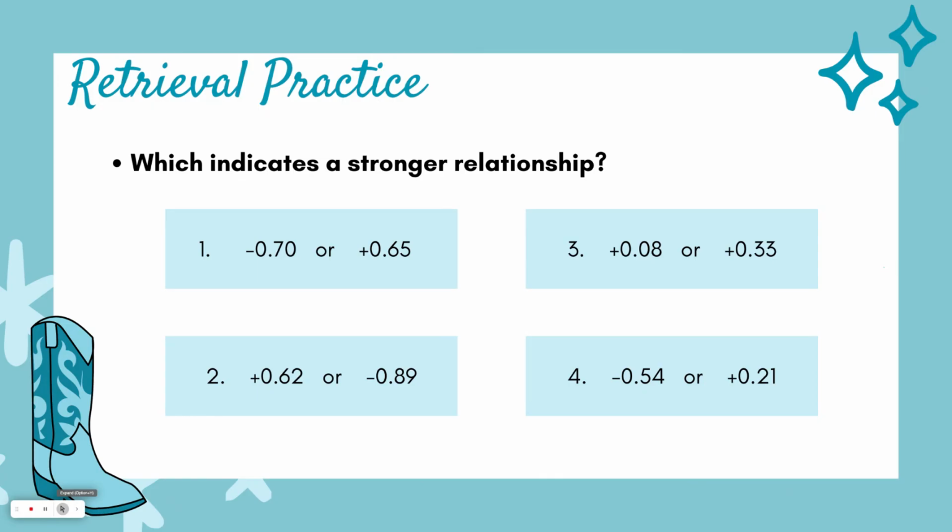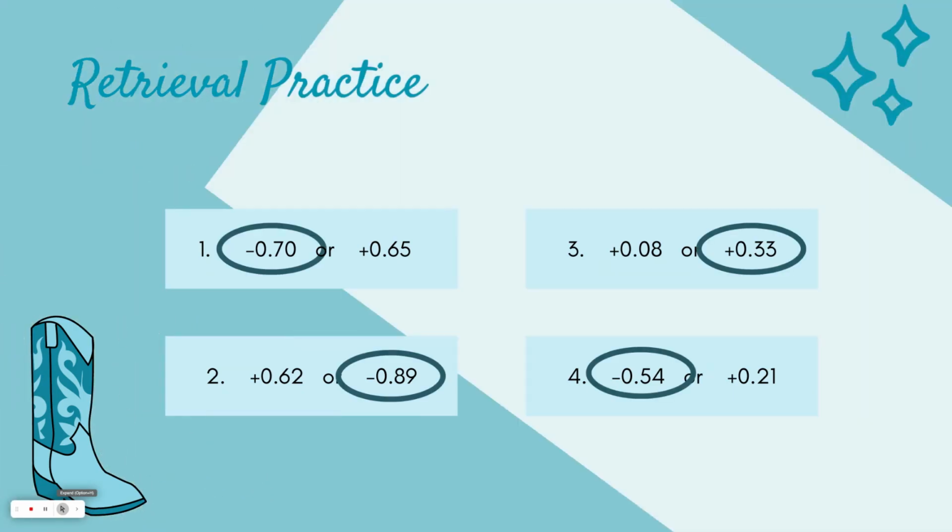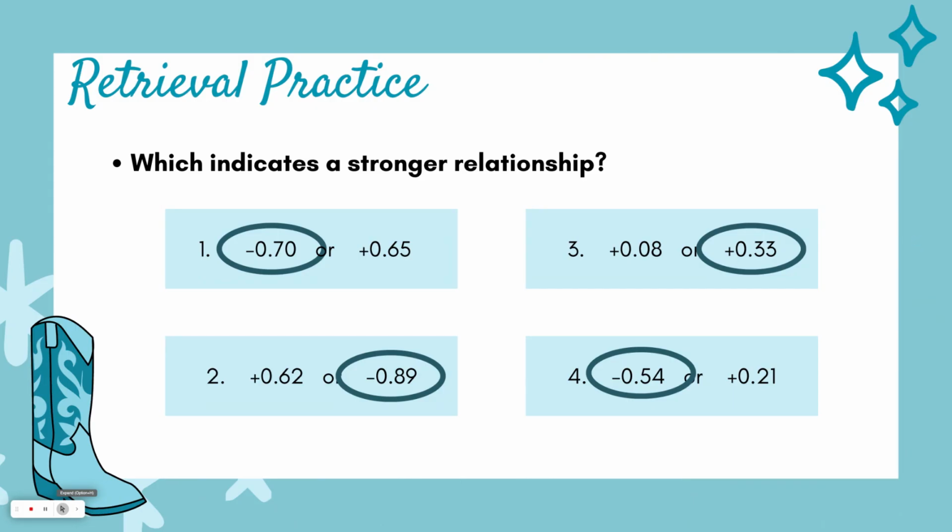So we're going to do a little bit of retrieval practice to see how we are doing with this concept. So first, we're going to look at number 1. So which indicates a stronger relationship? I want you to think about, of these two numbers, what do you think is stronger? So I probably should have warned you ahead of time that I was going to ask you all 4, but I'm going to fix that in the Edpuzzle so you will get asked about all 4 of these.